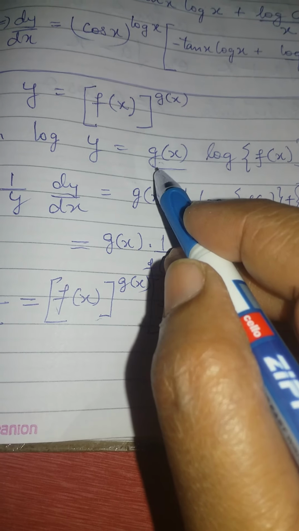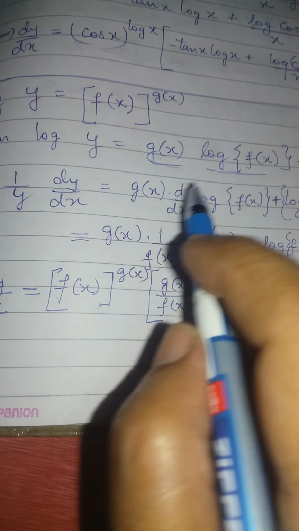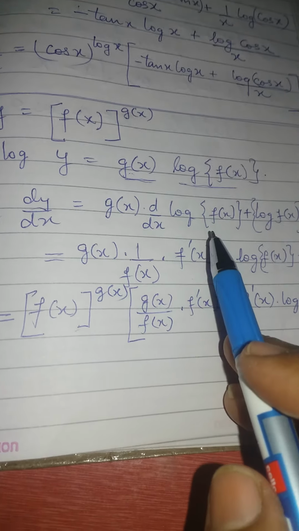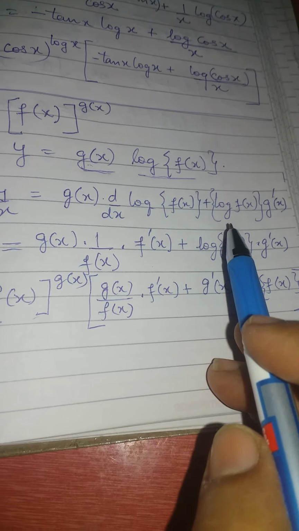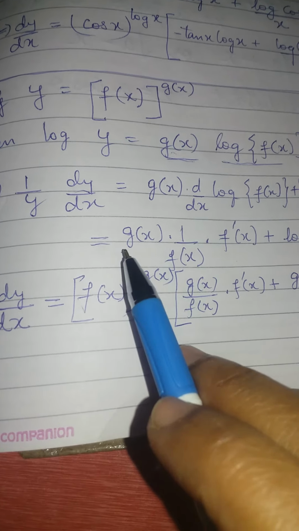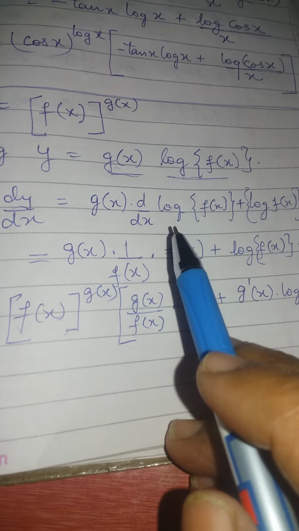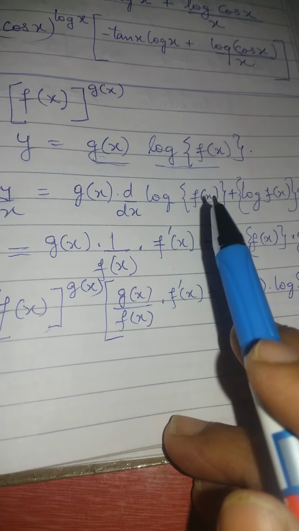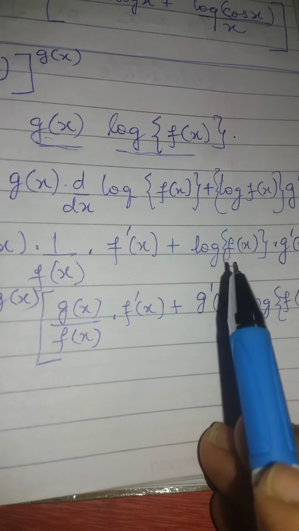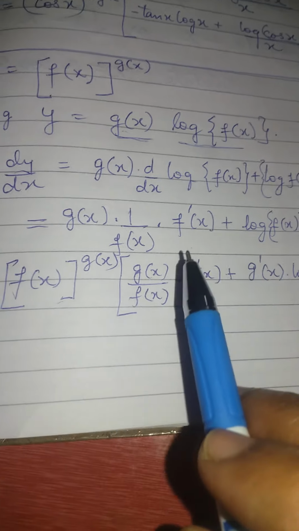So we get 1 by y dy by dx is equal to, now here we will apply the product rule. One of the terms is this and the other term is this. So by product rule, fixing g(x) and differentiating log of f(x), plus fixing log of f(x) and differentiating g(x), we get 1 by y dy by dx is equal to g(x) into the log function differentiated, 1 by f(x) into f dash x, plus log of f(x) into the differentiation of g(x), which will be g dash x.